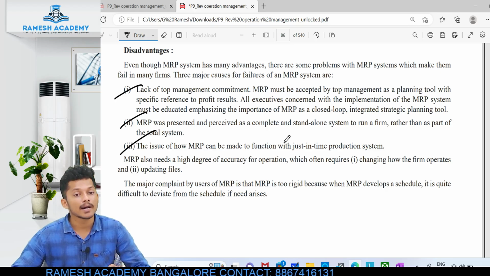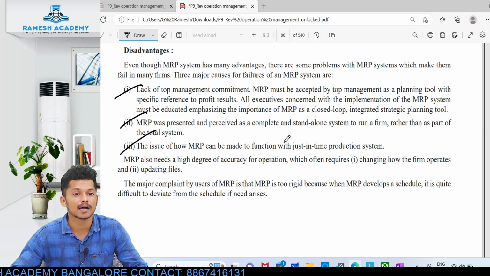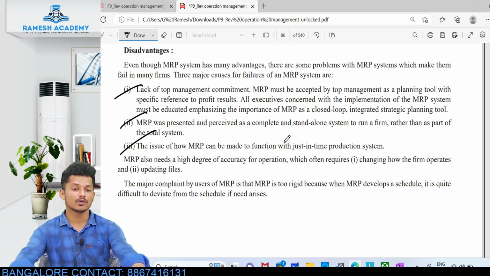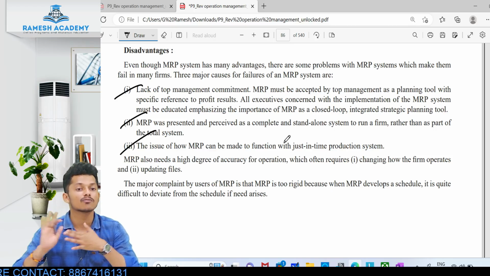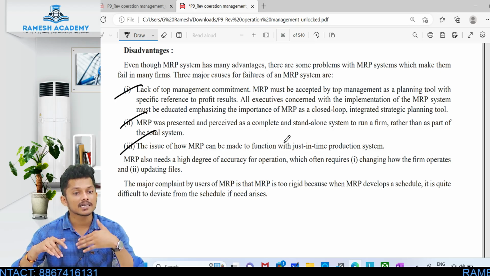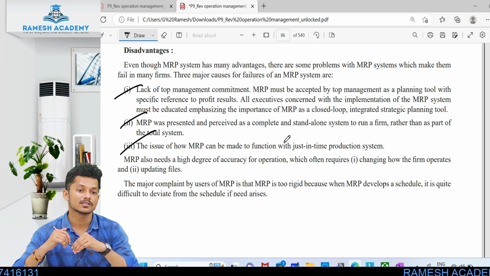Next one, MRP was presented and perceived as a complete and standalone system to run a firm rather than as a part of the total system. So one should not conclude that MRP is complete by itself; it must be a part of the total system. MRP itself was presented and perceived as a complete standalone system.